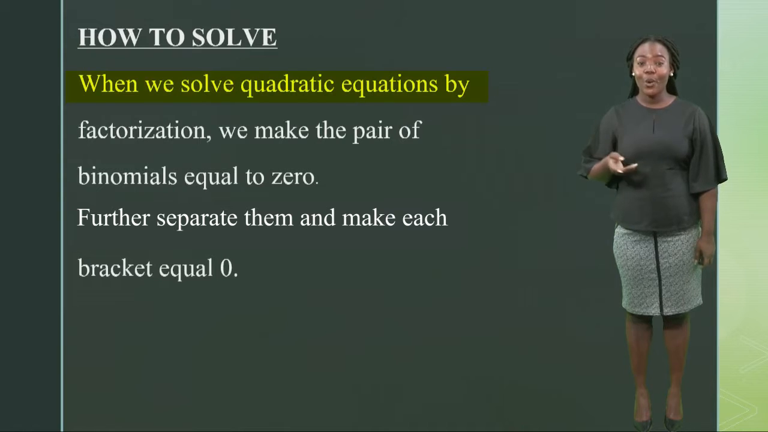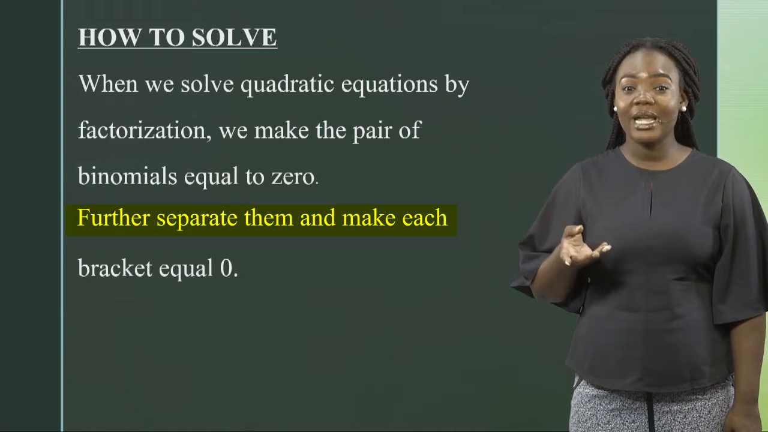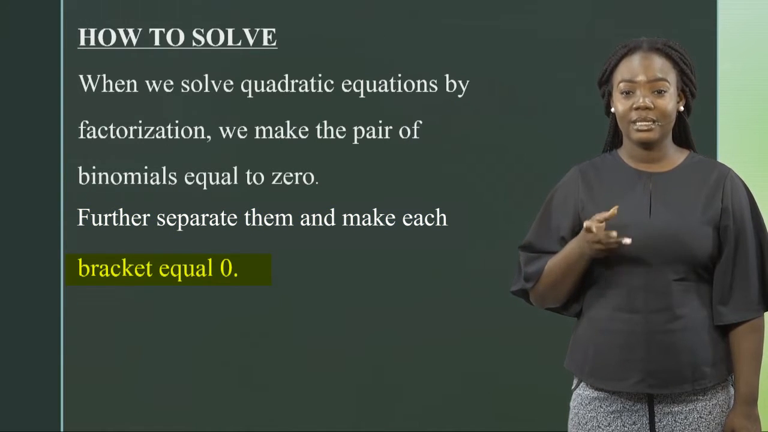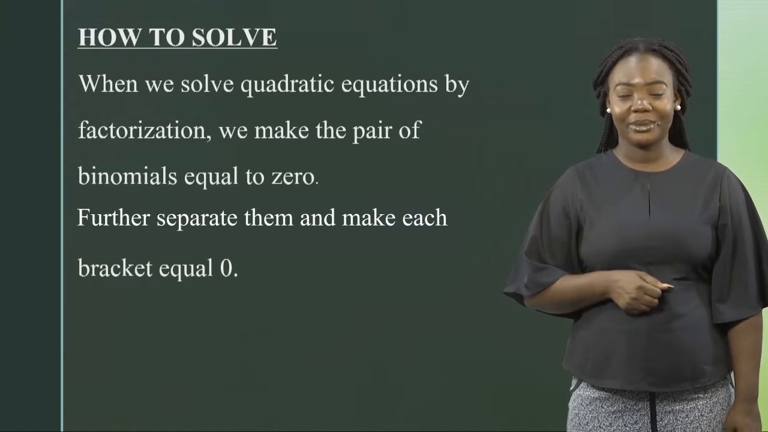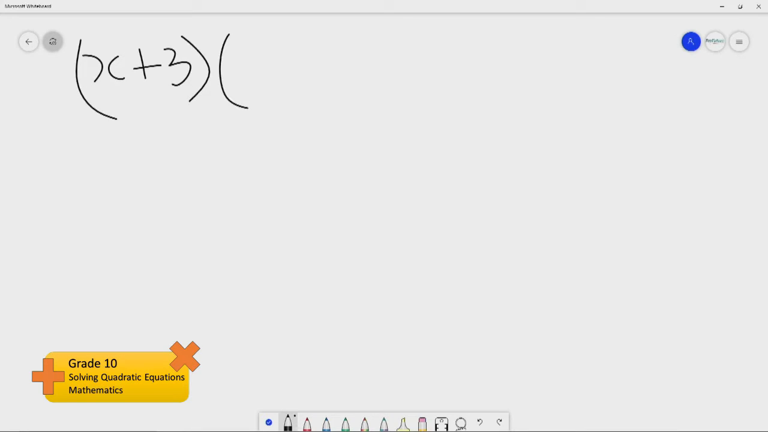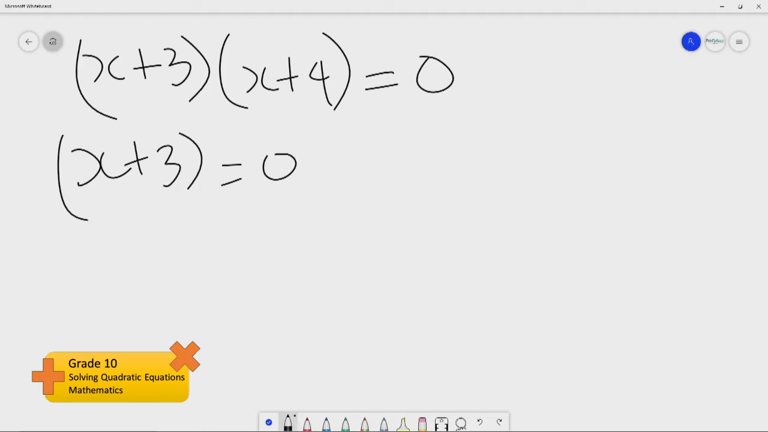Let's go through that. When we solve a quadratic expression by factorization, we make each pair of binomials equal to 0. Further, we separate and make each bracket equal to 0. Now, let's take a look at what exactly I'm talking about. (x + 3)(x + 4). Now, these will be equal to 0. So now that we have our pair of binomials equal to 0, we must separate them and put each bracket equal to 0. Because remember, we will be finding two x values. So first we have x + 3 = 0 and x + 4 = 0.